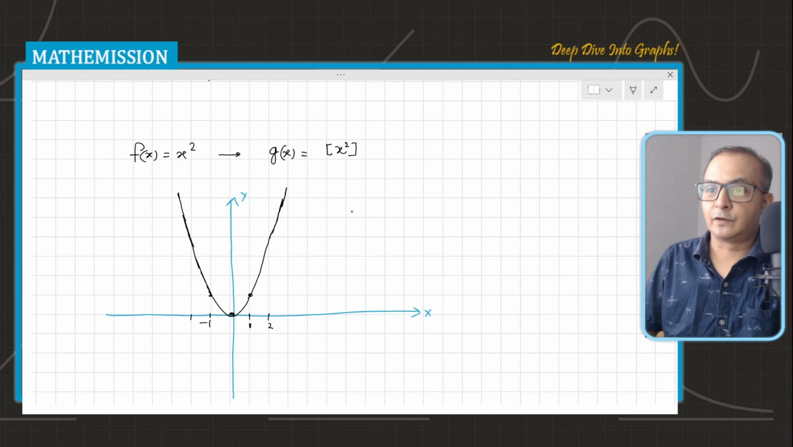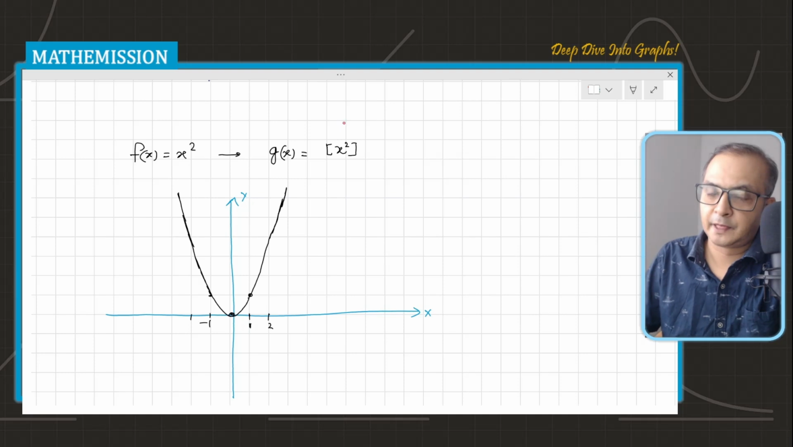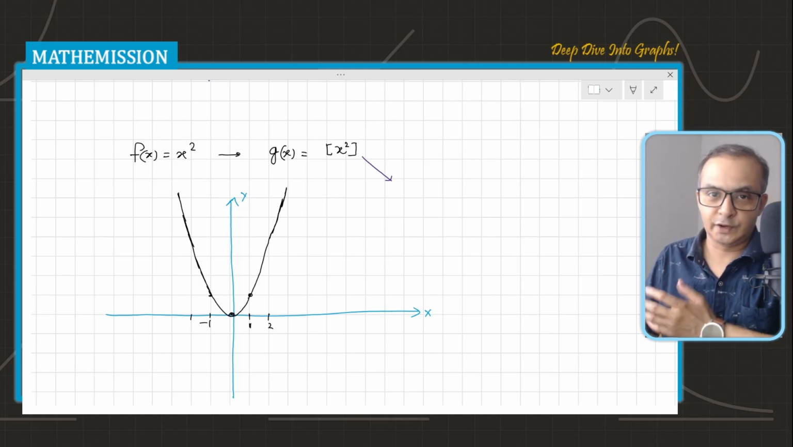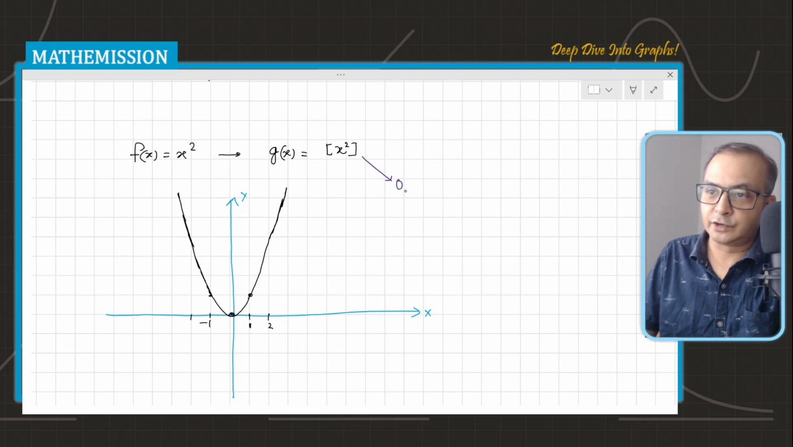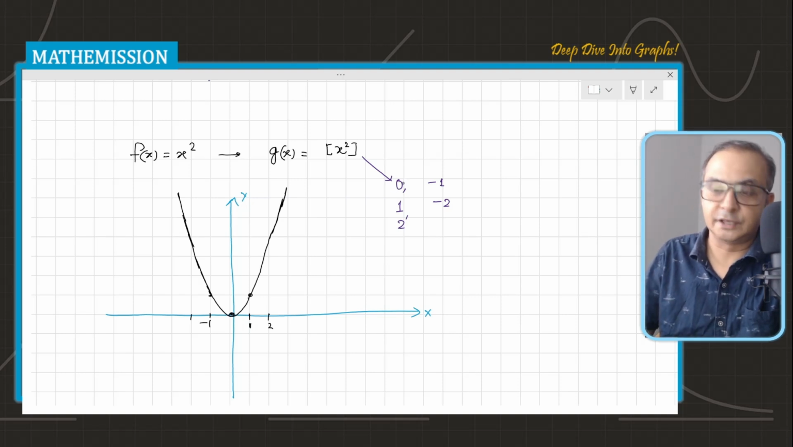Now to draw the graph of the greatest integer of x squared, we have to think in this way. This box will give you the value. Whatever value you take for x, it will always provide you integers. It means it can provide you 0, 1, 2, and on the negative side it can provide you -1, then -2, and so on. So we have to think from where to where the value should be 0.